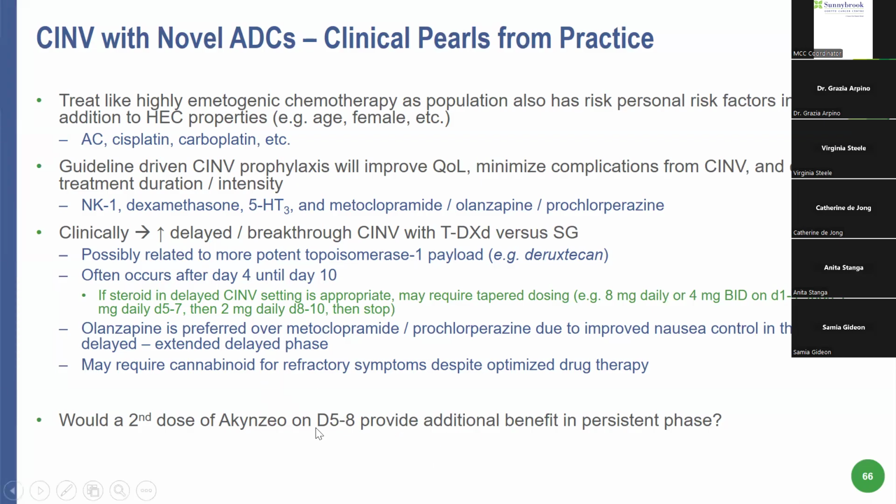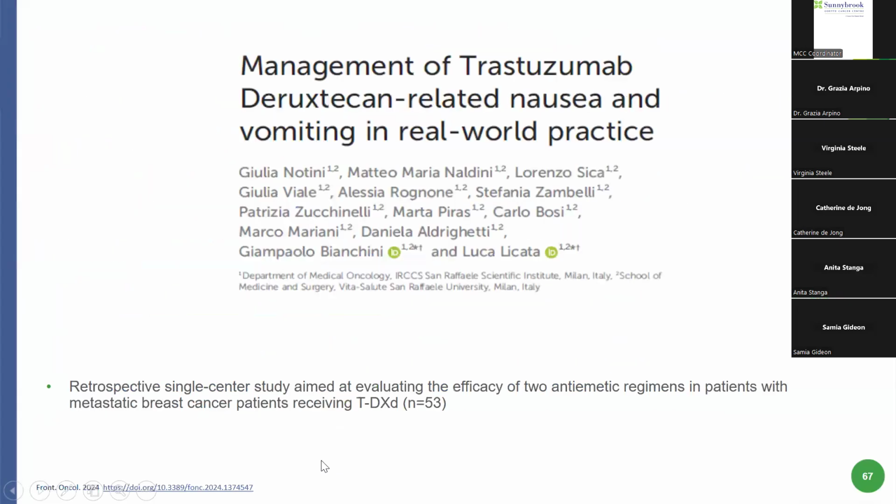We don't know whether a second dose of Akyncio may work, but obviously we need to build up more evidence of how one single dose of Akyncio works, because in our experience, Akyncio worked pretty well in ADC treated patients, so we probably don't need a second dose as they're probably evaluating.